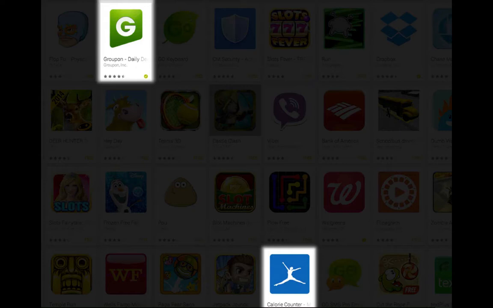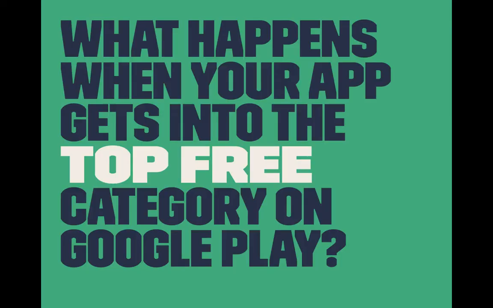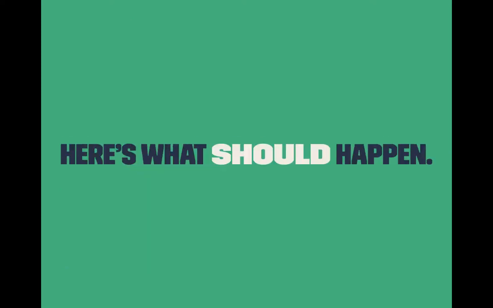And so what usually happens when I tell someone that my apps have been featured or are currently featured inside of the top free 100 on Google Play, the first question that gets asked is, well, what happens when your app gets to the top free category on Google Play? Well, it's a very good question. And to tell you the truth, quite a few things happen. And here's what really should happen.